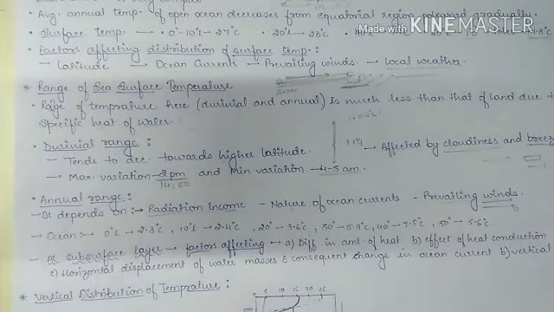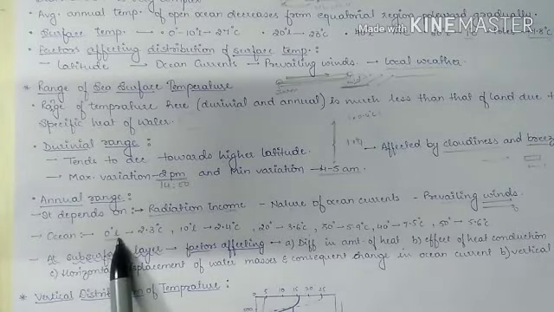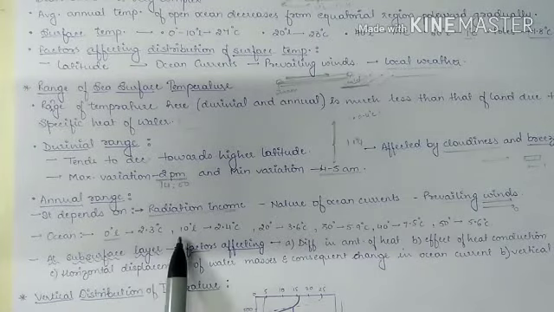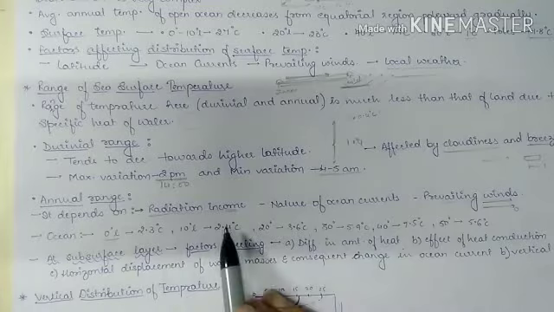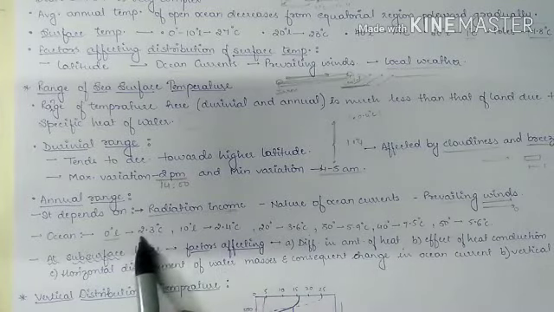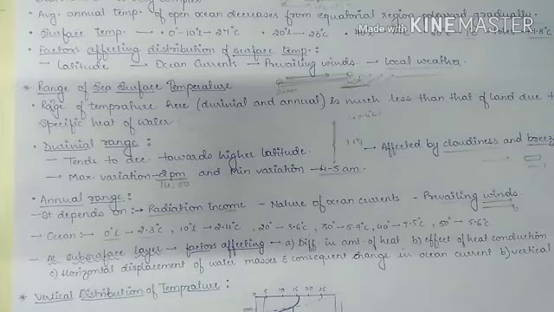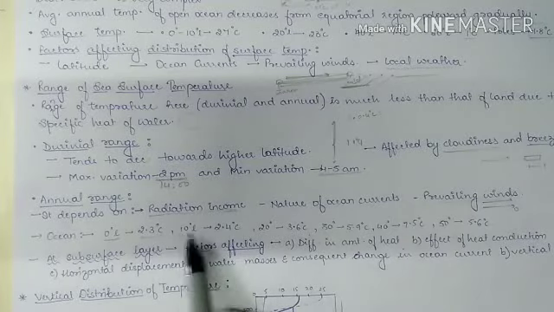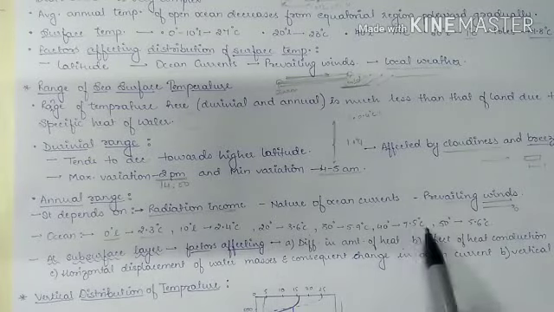now the annual range of temperature, if we see at 0 degree latitude or at the equator, it will be 2.3 degrees Celsius. At 10 degree latitude, it will be 2.4 degrees Celsius. This is the range of temperature. Okay, so the range of temperature is maximum along 40 degree latitude.